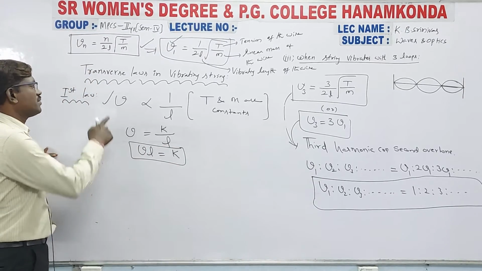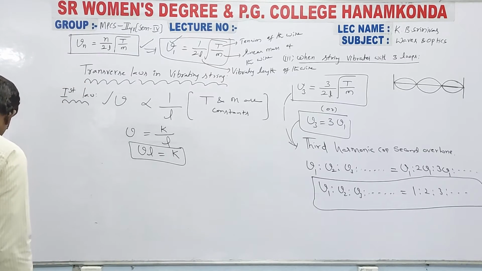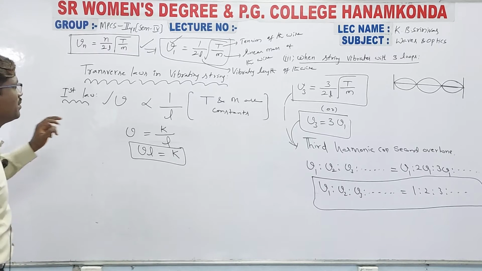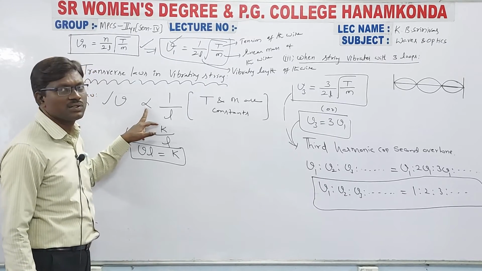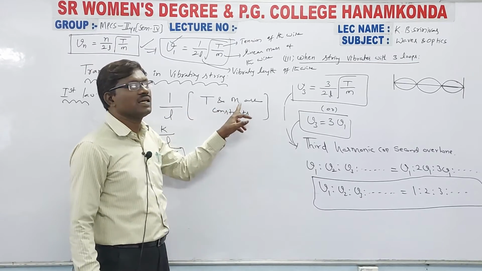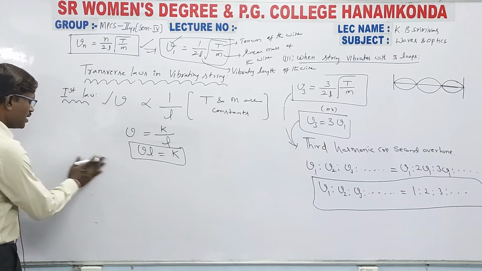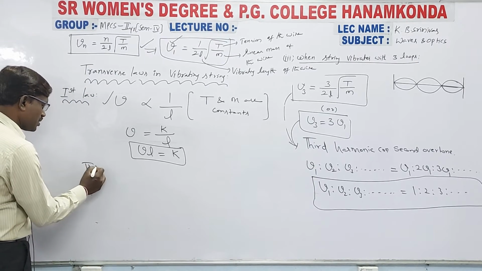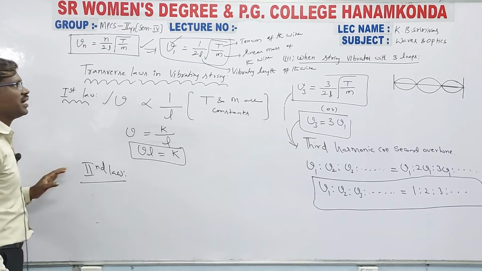So this is known as what? First transverse law in the string. Define what is first transverse law. The first transverse law is stated like this: the fundamental frequency of the wire is inversely proportional to the length of the wire when tension and linear mass densities are constants. The second law, second transverse law. This is also known as what? Second law. How do we define second law?